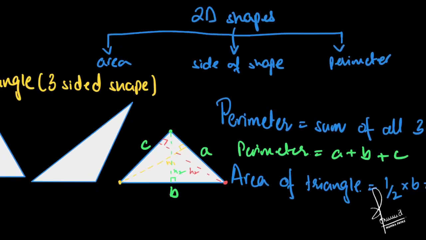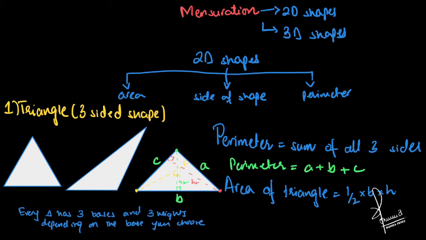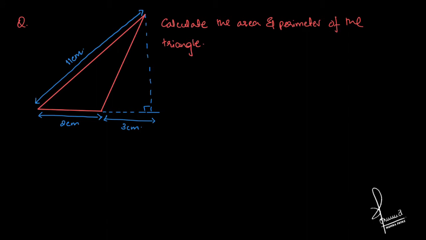To conclude everything, always remember that every triangle has 3 bases and 3 heights depending on the base that you choose, and your height is always the 90-degree distance between the baseline and the point where the other two lines meet. To further clear this concept, let's try to do this question. You have a triangle, they've given you some of the sides and they're asking you to calculate the area and the perimeter. Let's start with area. Area is half into base into height.